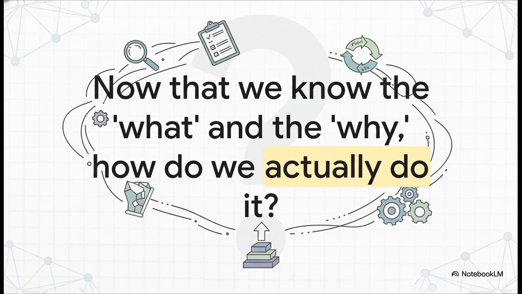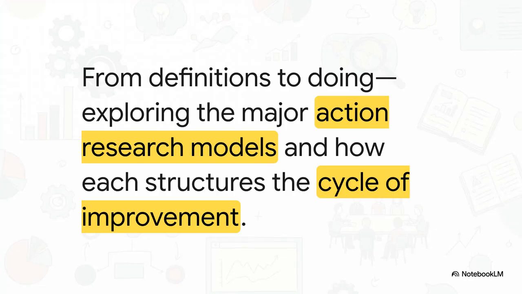And that leaves us with maybe the most important question yet, right? We get the what and the why, we understand the philosophy behind it, but how do you actually do it? How do you get started? Well, that's exactly where we're headed. In our next explainer, we're shifting from definitions to doing. We're going to explore the major action research models, from the big names like Lewin, Kemmis, and Elliott. We'll give you the practical frameworks you need to actually start your own cycle of improvement. So you're definitely not going to want to miss that.